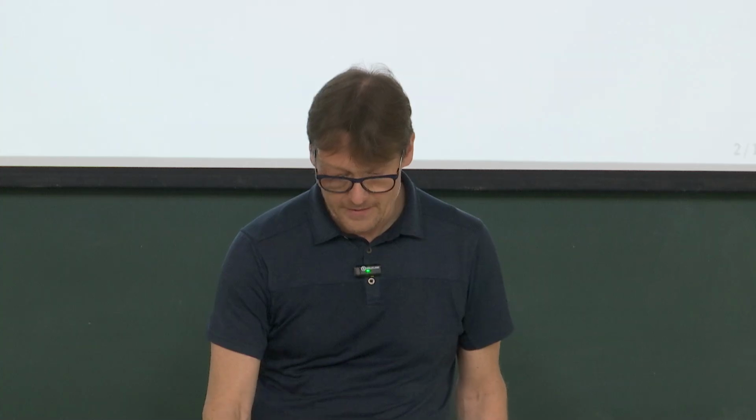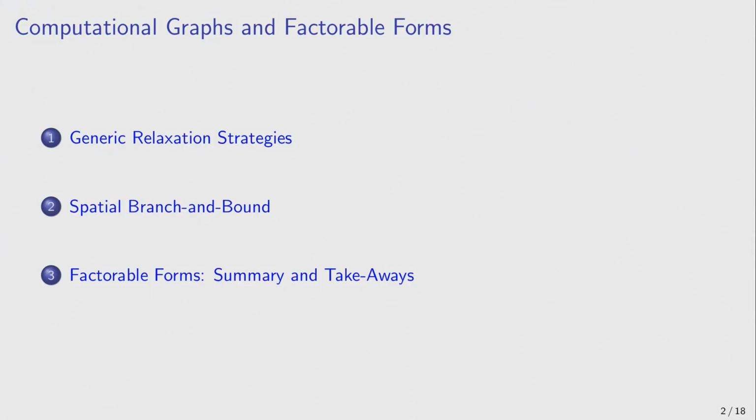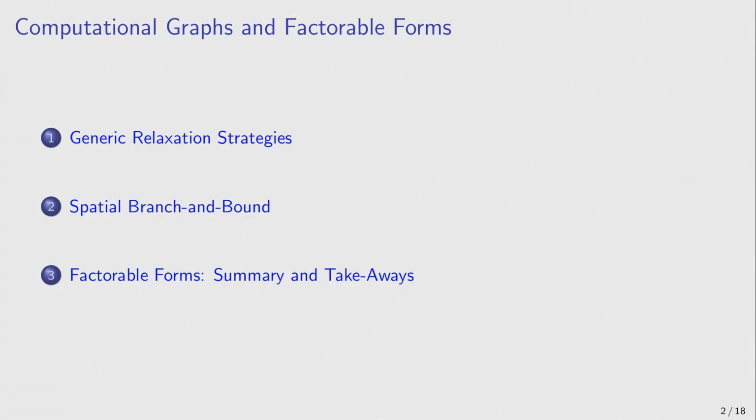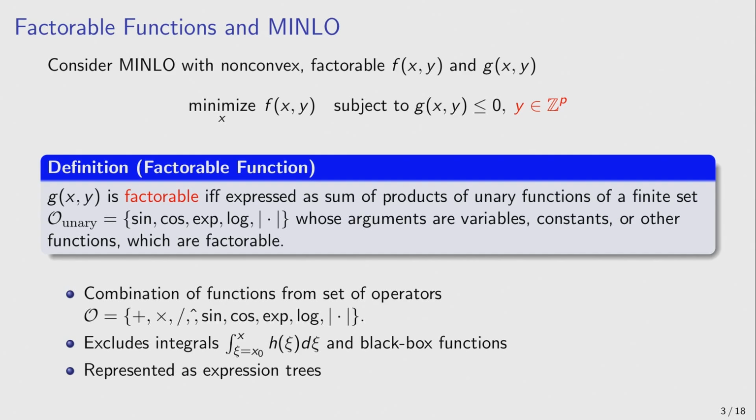And that's known as factorable forms. So this is a generic relaxation strategy. This will work for almost any functions. There's some exceptions, and I'll give an example of some of these exceptions. And then I'll give an outline of the spatial branch and bound algorithm. So this is now a formal way of describing what I sort of scribbled on the board earlier, and then we'll talk about some takeaways in summary.